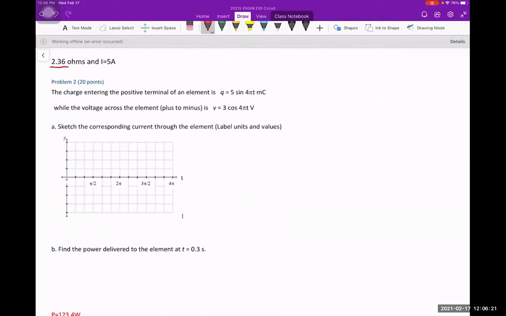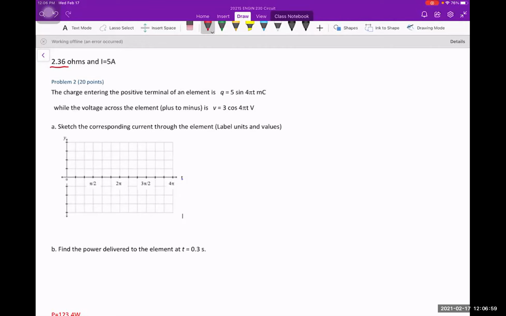Okay, the second question here. Now, this one asks you about some fundamental definitions about the Q, I, and V, and also the power and also the energy. This is a chapter 1 problem. They give you the Q. The Q represents the charge, right? And it is a function of a sine function. It's not a simple polynomial or exponential, it's a sine function. Now V is also a sine function.